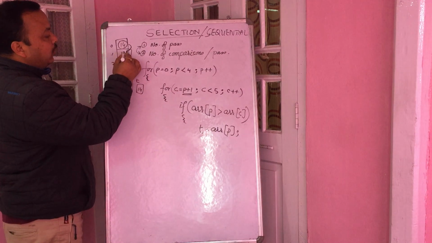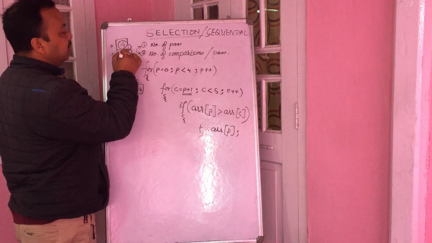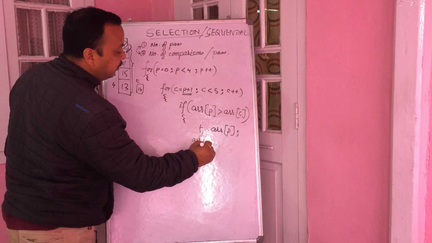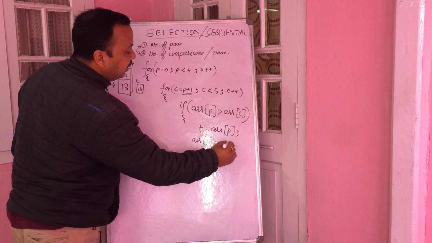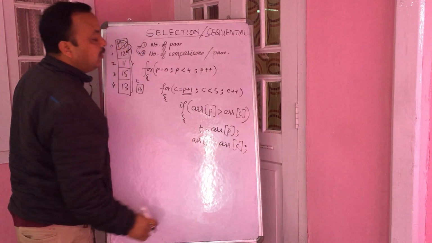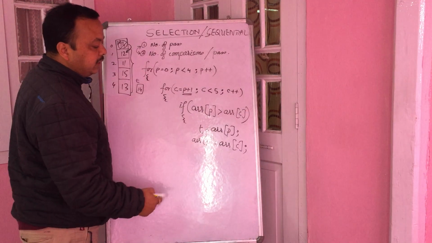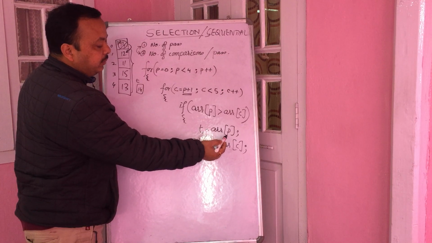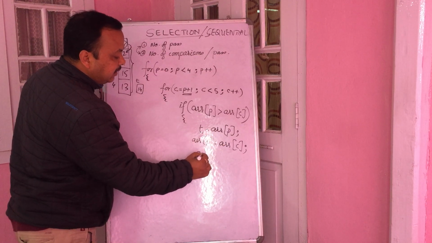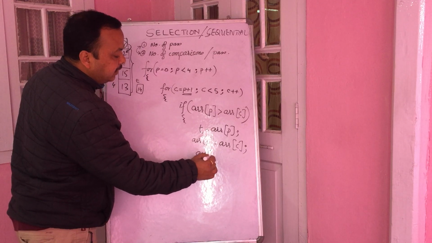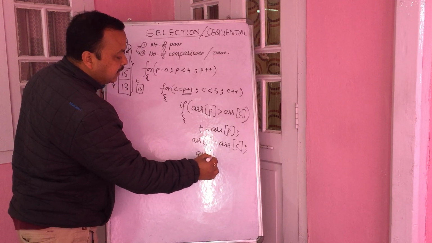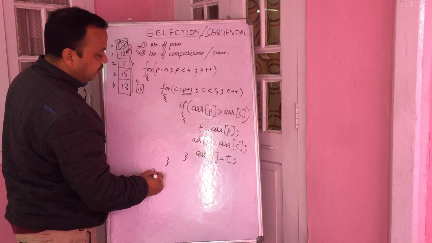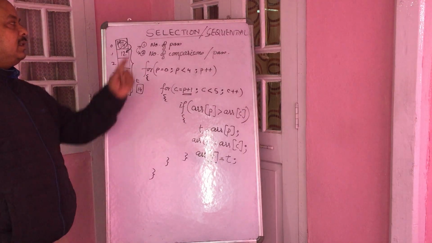Next, 12 needs to overwrite 14. So 12 has to go and overwrite 14. We say ARR of P is equal to ARR of C. This is how overwriting will take place. But you must have noticed that before I overwrote ARR of P, I took away the value of ARR of P and gave it to T. Then the last exchange is between C and T. So that brings us to the end of the sorting technique for selection sort.